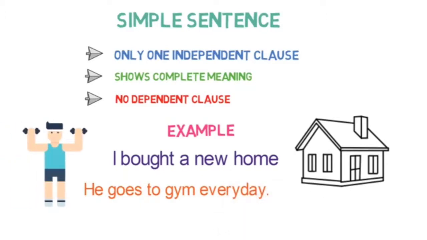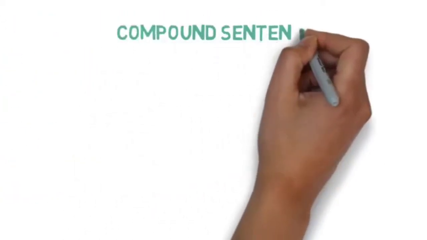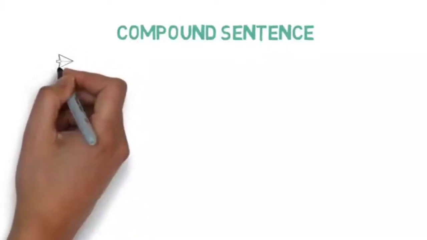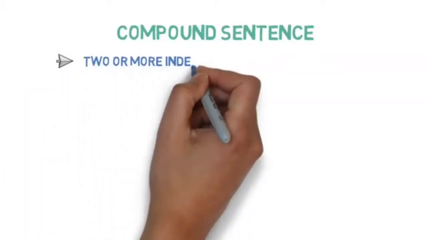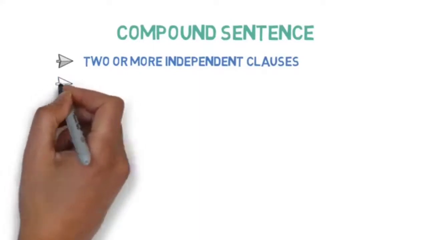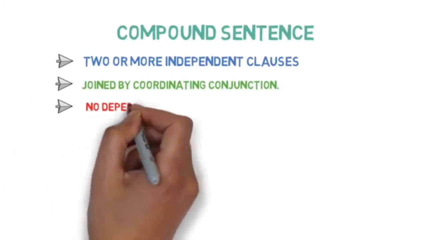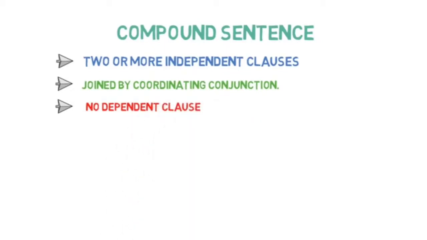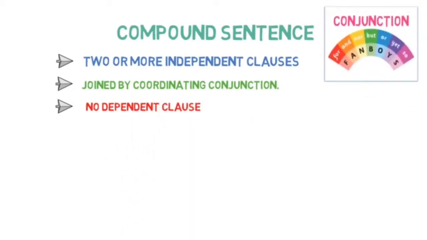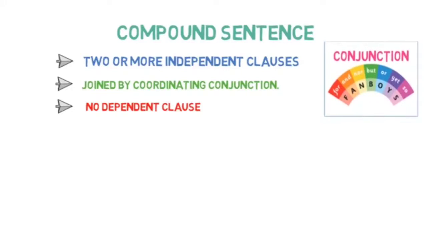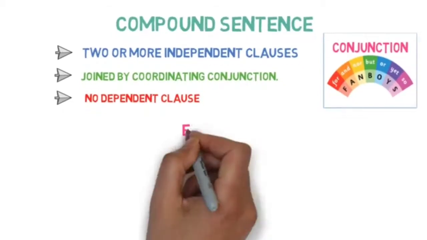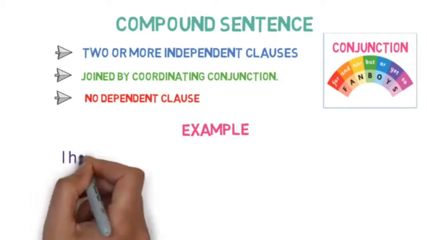Children, let's look into the next type of sentence, that is the compound sentence. A compound sentence consists of at least two or more independent clauses and they are joined by coordinating conjunctions, and it won't have a dependent clause also. The coordinating conjunctions used to join the independent clauses are for, and, nor, but, or, yet, so, and the acronym is called FANBOYS.